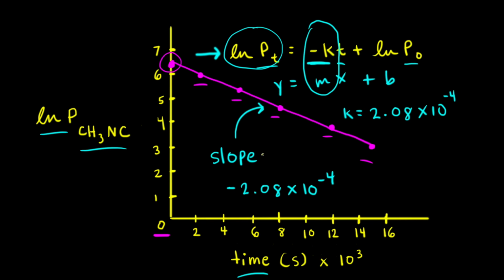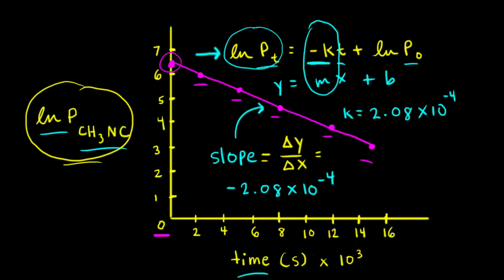To get the units for the rate constant, we can remember that slope is equal to change in y over change in x. So change in y would be the natural log of the pressure, which has no unit, and for x, the unit is seconds. So we would have 1 over seconds for the units for k. And finally, since we got a straight line when we graphed the natural log of the pressure versus time, we know that this data is for a first order reaction, and therefore we've proved that the transformation of methyl isonitrile to acetonitrile is a first order reaction.